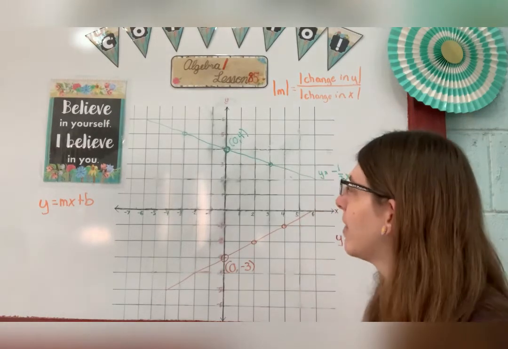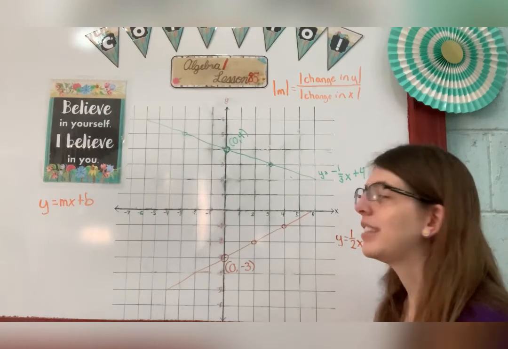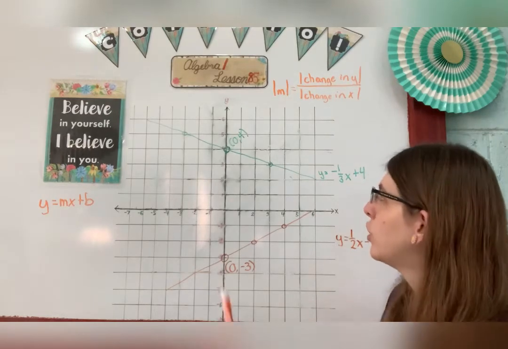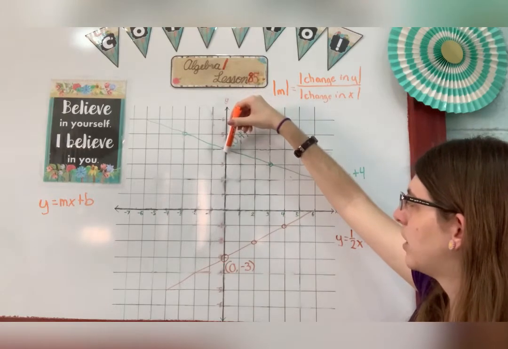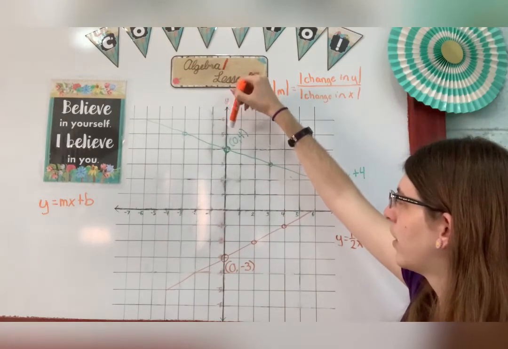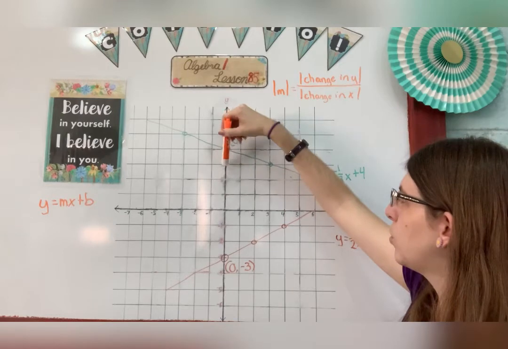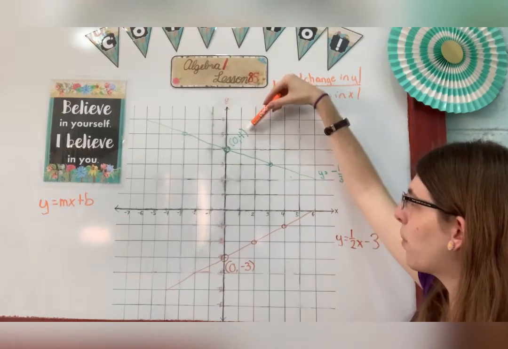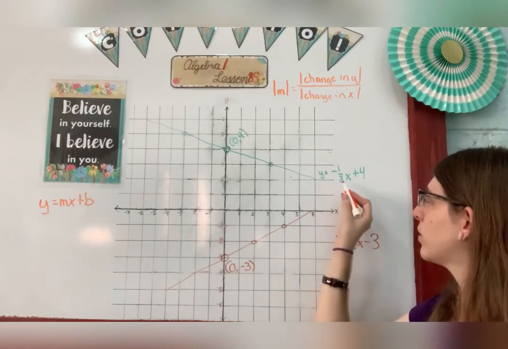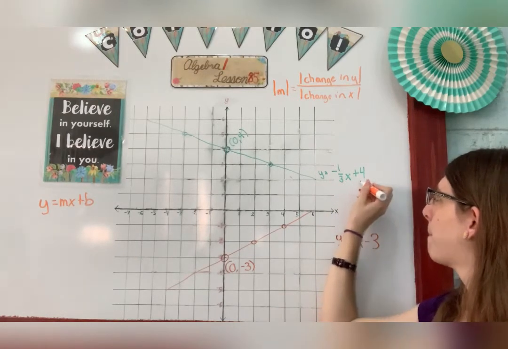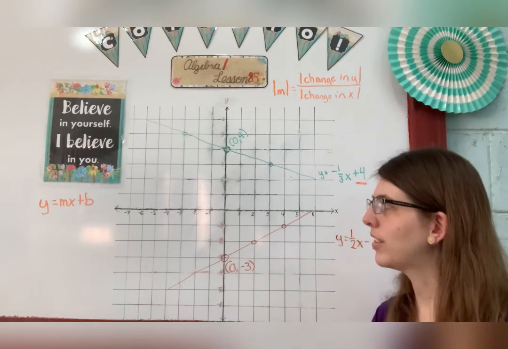So let's look at these two equations that I have here to see their intercept. So you see this line right here. Well, where does it intercept my y-axis? Well, it's here at 1, 2, 3, 4. So it's at the point 0, 4. So in my equation, y equals negative 1/3 x plus 4, the intercept is 4.